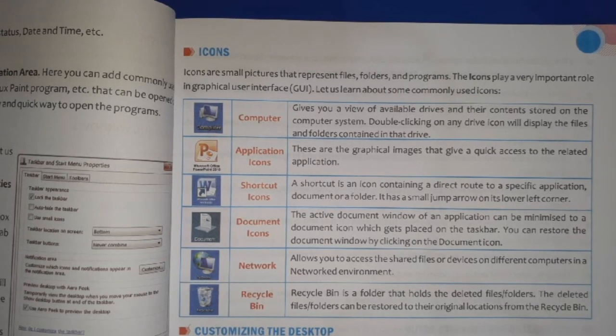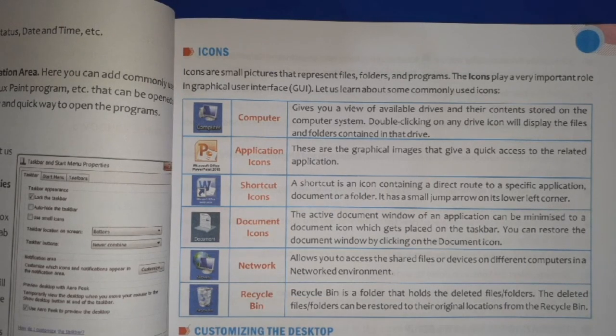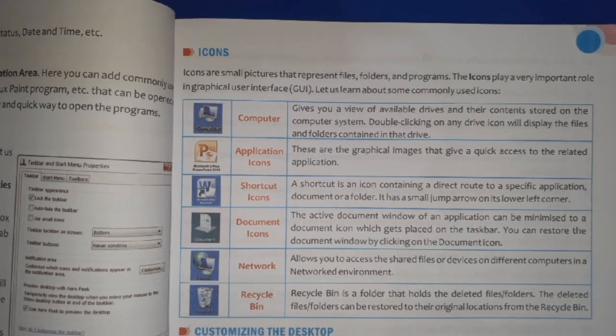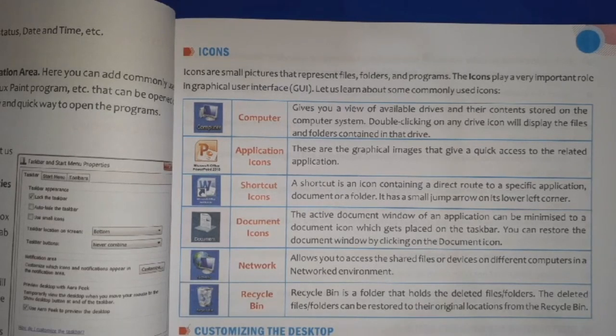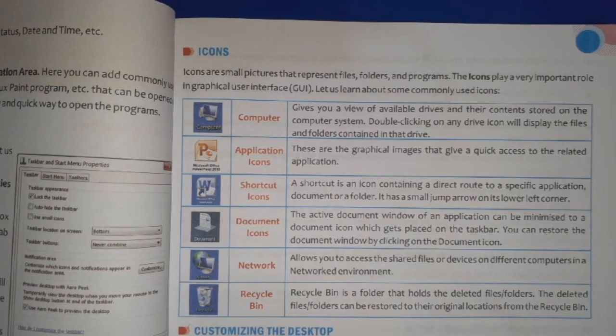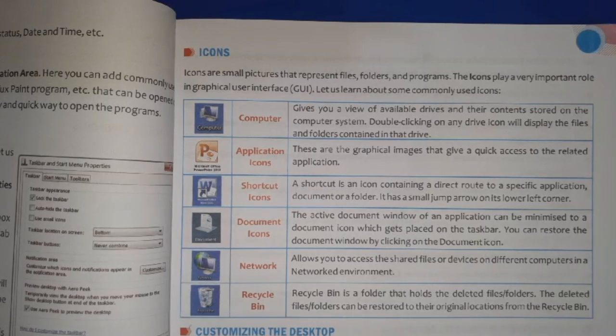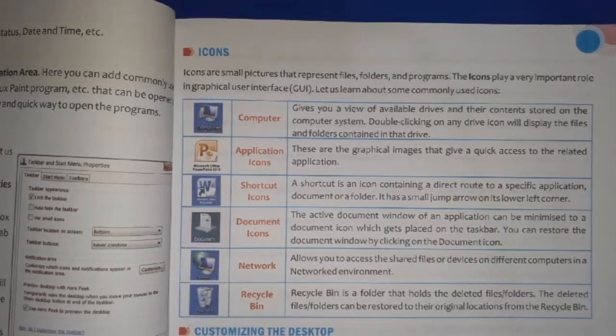Next icon, you can see the network icon. This allows you to access shared files or devices between computers in a network environment, right, students? So it allows you to access the files available on different devices that are connected to each other in a networked environment. With the help of the network, they are interconnected to each other, right, students?